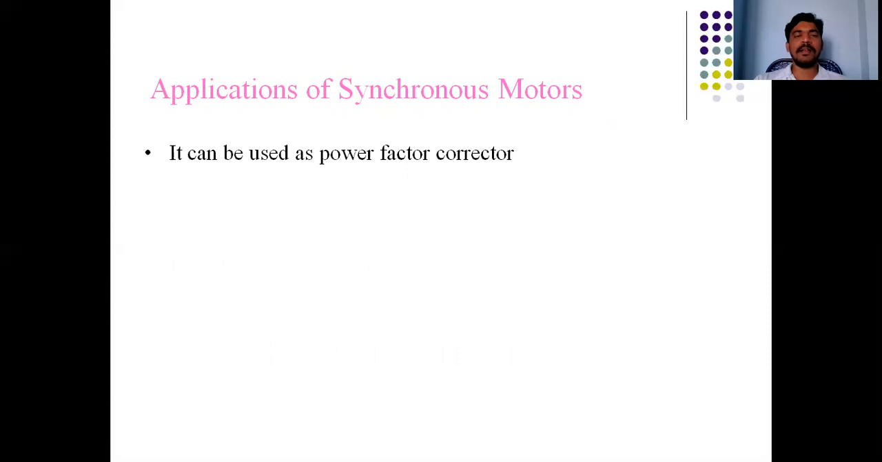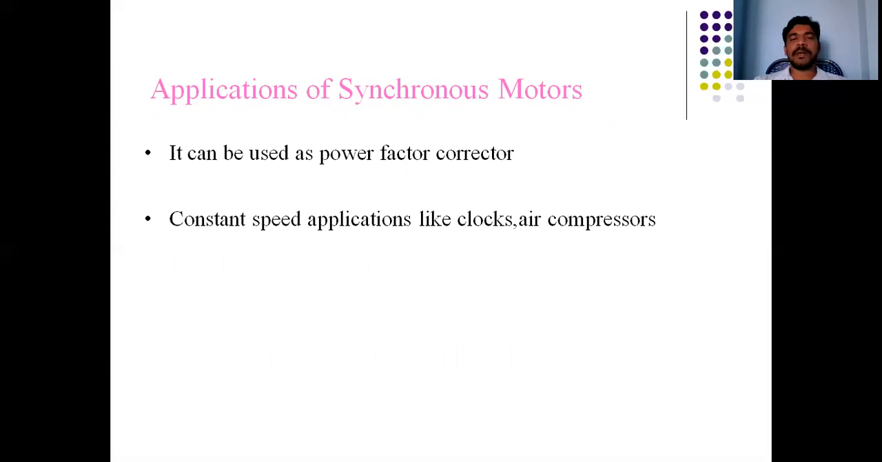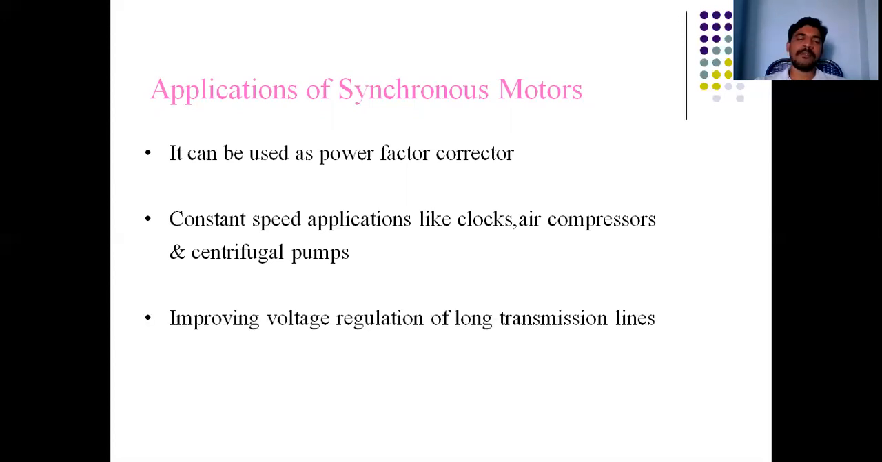Coming to the applications, it can be used as a power factor corrector. It is a rotating type power factor condenser. Constant speed applications like clocks and air compressors: where constant speed is needed, we can go for a synchronous machine. In clocks or air compressors we use synchronous motors, and centrifugal pumps also need constant speed. That's why we can use a synchronous motor for centrifugal pumps.